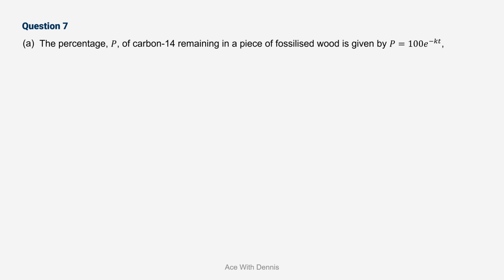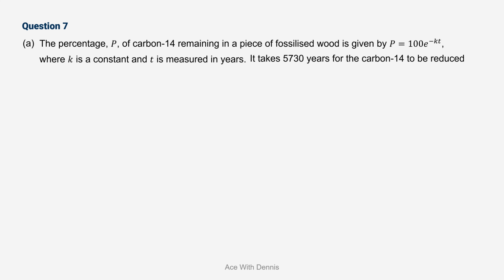Question 7. A. The percentage P of carbon-14 remaining in a piece of fossilized wood is given by the equation P equals 100 e to the power of negative kt, where k is a constant and t is measured in years. It takes 5,730 years for the carbon-14 to be reduced to half of the original amount. Calculate. Part 1. The value of k, 3 marks.